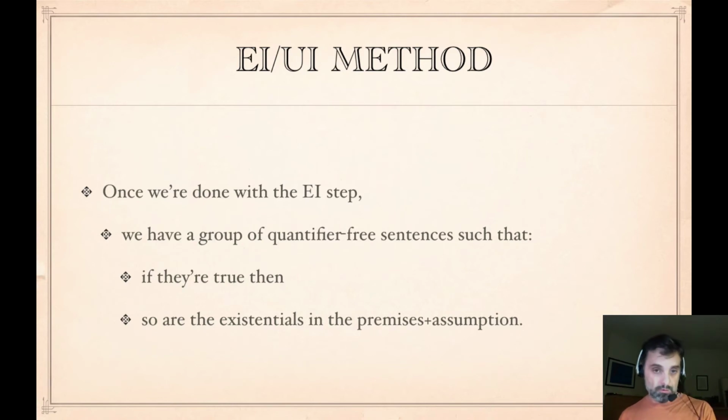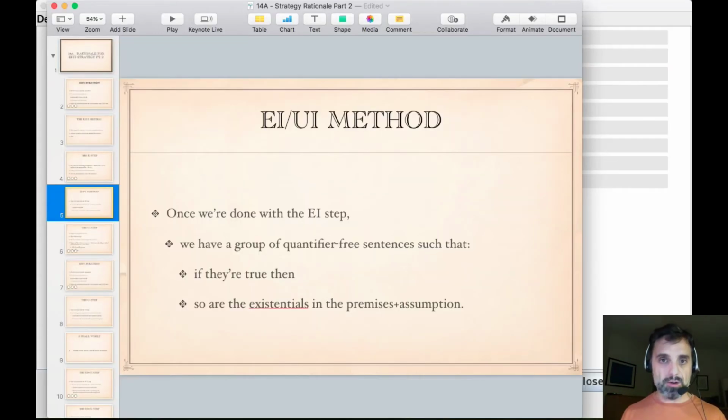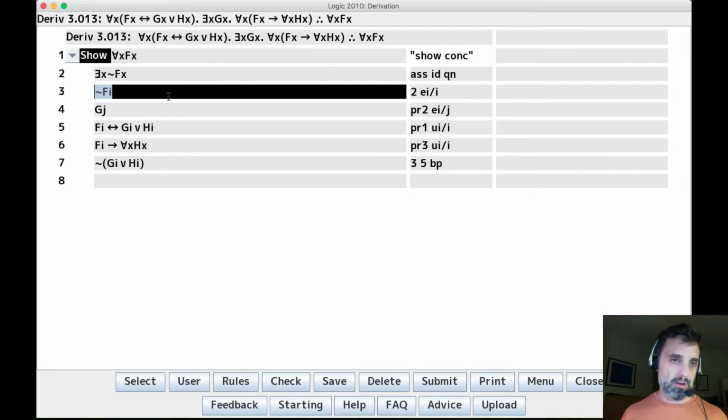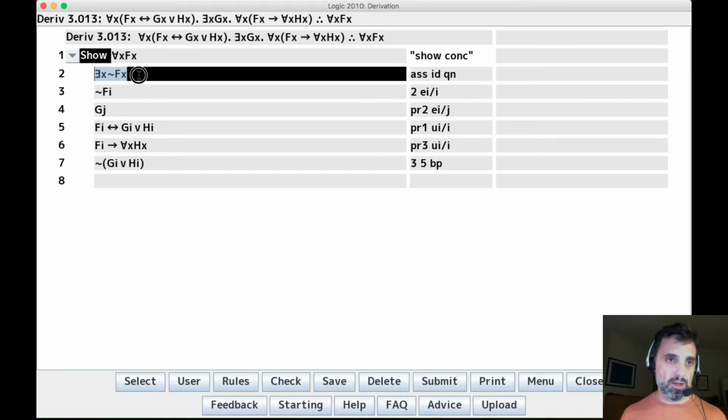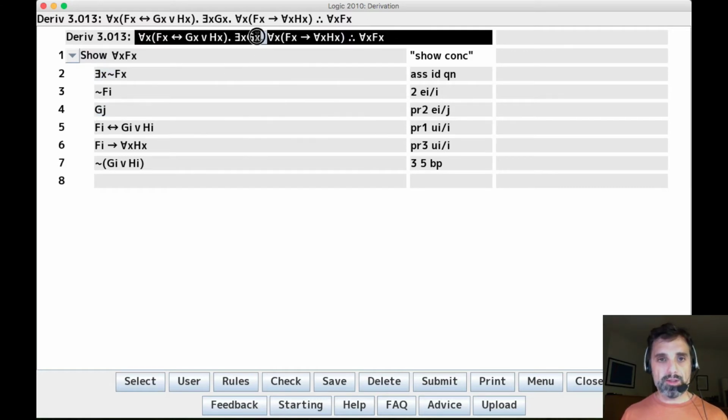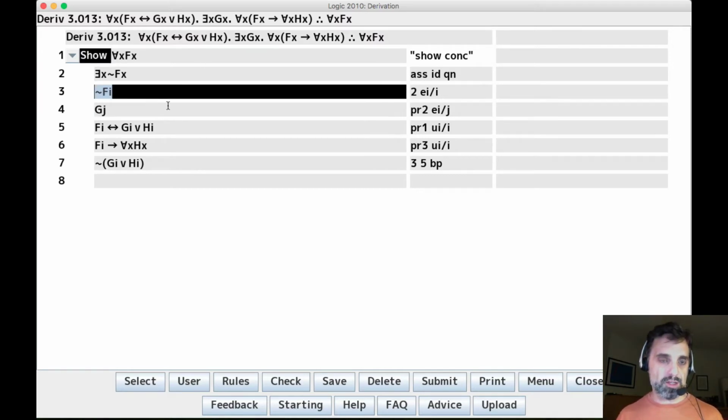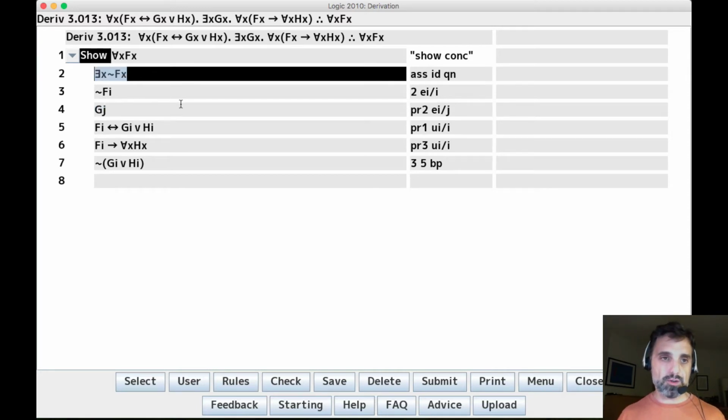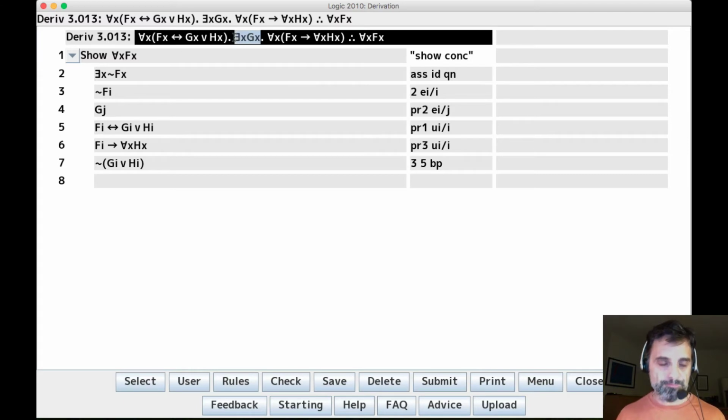If they're true, then so are the existentials in the premise and assumption. And if we jump back to our derivation, we see, yes, right? If not-Fi is true, then some x not-Fx is true. And if Gj is true, then some x Gx is true. And that's the end of the EI part. We're done with the EI part, and what we have are two quantifier-free sentences such that if they're true, then so are all of the existential sentences.